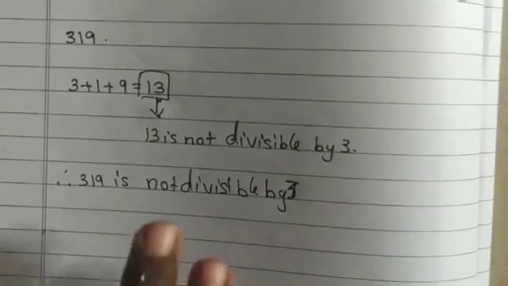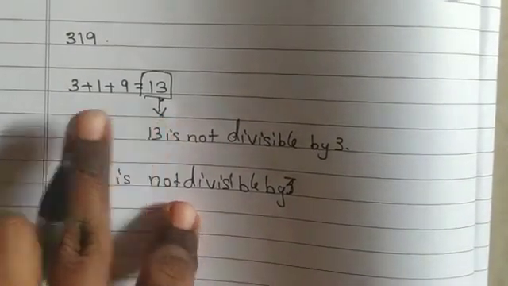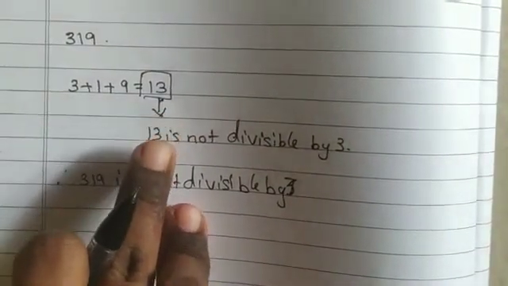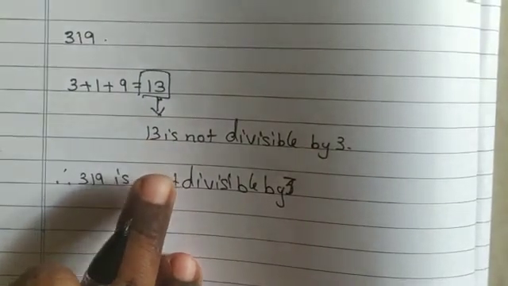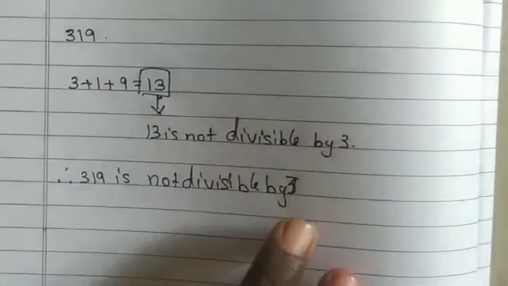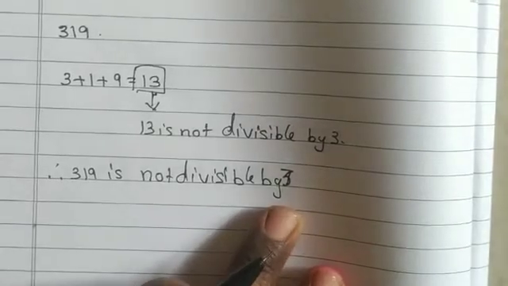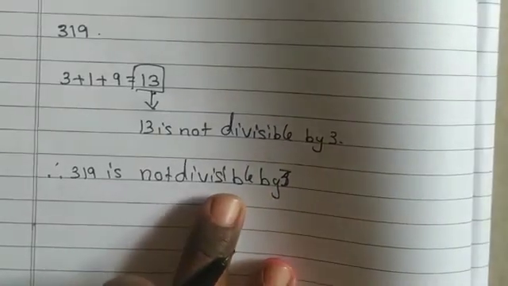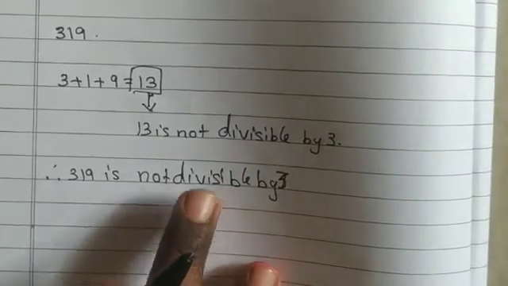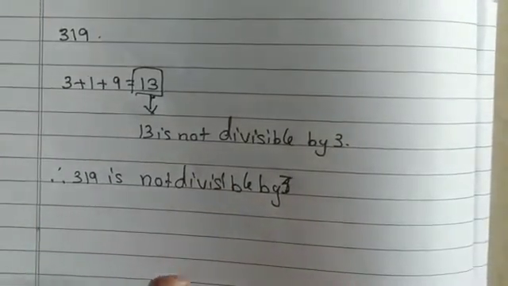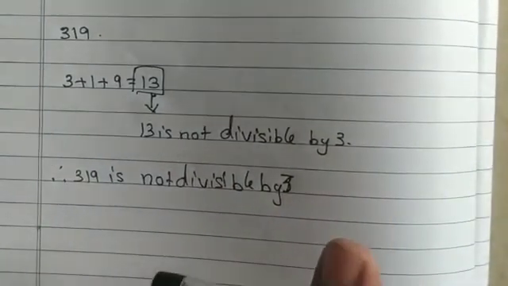We have to find the sum of the digits of the given number. Then we have to see whether the sum is divisible by 3 or not. If it is divisible by 3, we will write yes, it is divisible by 3. If the sum is not divisible by 3, we will write the given number is not divisible by 3.